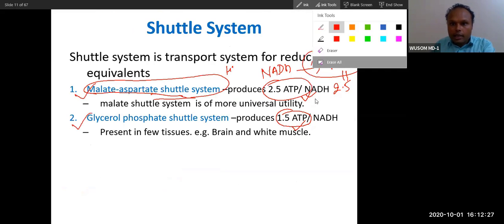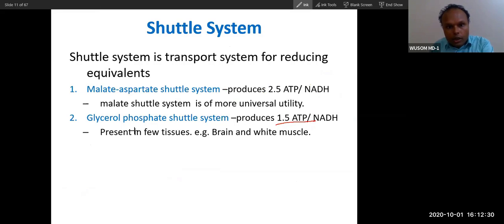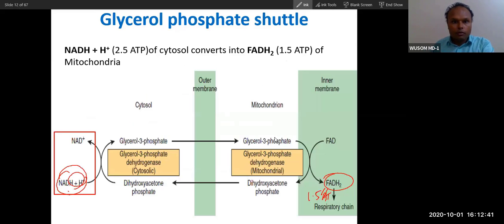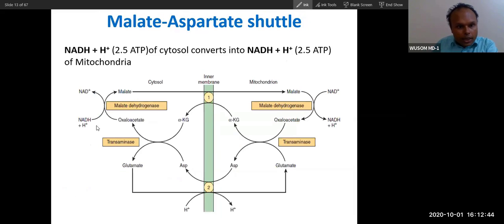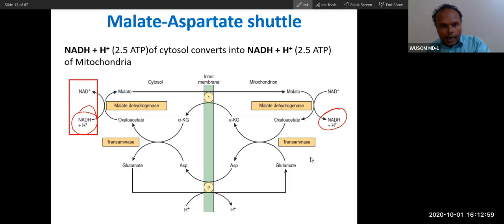If you don't understand, just remember for the time being that the glycerol phosphate shuttle system will produce 1.5 ATP and malate aspartate will produce 2.5 ATP per NADH. That's enough for you for the time being. Now in the malate aspartate shuttle system, NADH goes in, malate takes the electron from this NADH and goes inside the mitochondria, and in the mitochondria NADH is produced. You know NADH is equal to 2.5 ATP. One NADH will produce 2.5 ATP in electron transport.